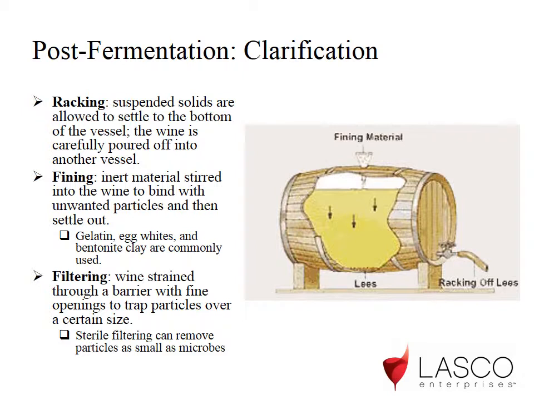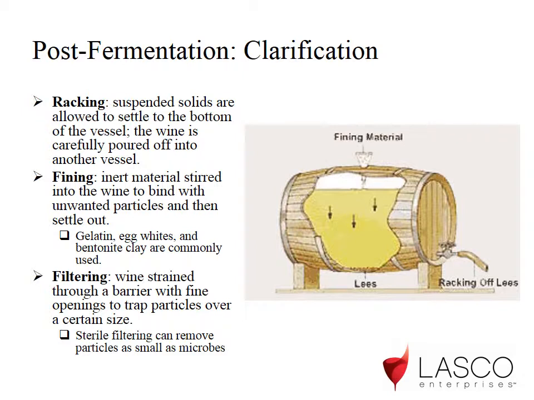Fining is a process in which an inert material is stirred into the wine to bind with unwanted particles and then settle out. Being inert, these materials do not change the flavor or structure of the wine. Gelatin, egg whites, and bentonite clay are commonly used in the fining process.